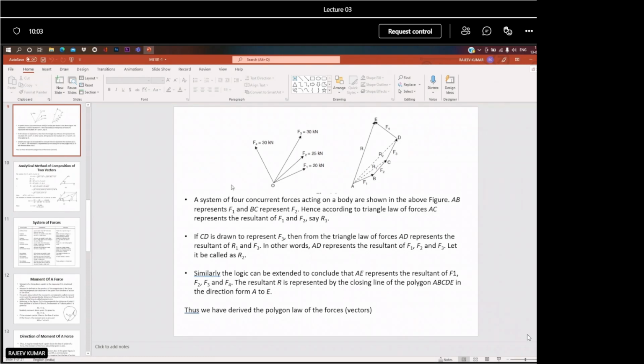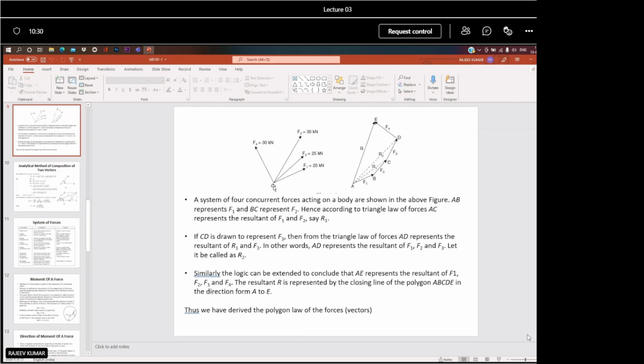Find the component of all the forces in the x and y direction, then sum it: F1x, F2x, F3x, F4x. This will give you the summation of Fx. And here you are seeing for the F4 force, the horizontal component you will get in the negative direction. So finally you will get this one.